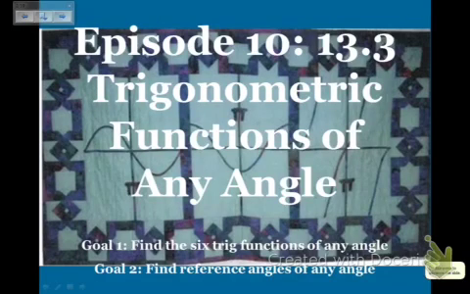Episode 10, Section 13.3, trig functions of any angle. Our goals here are to find the 6 trig functions of any angle, and then to also find reference angles of any angle, which we'll do more in class tomorrow. But goal 1 is what we're hitting on right now. So let's go ahead and get after it here.